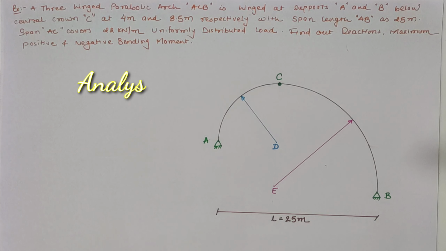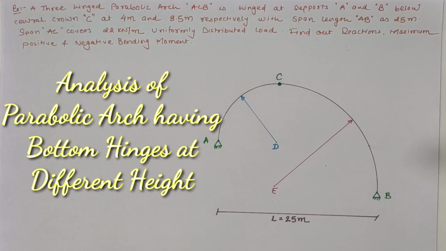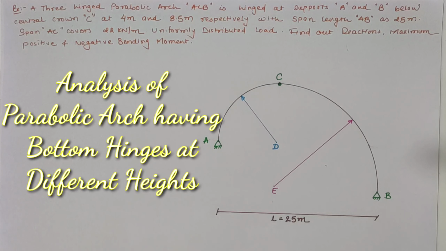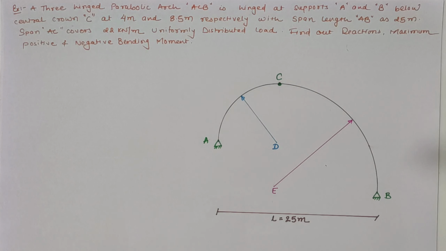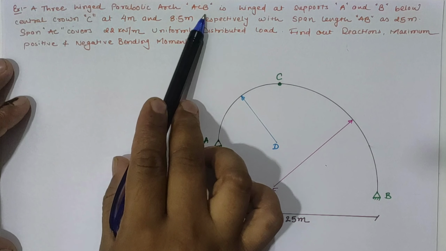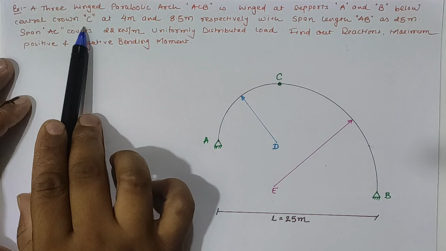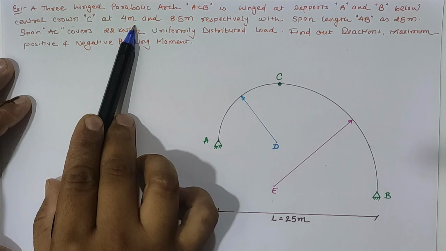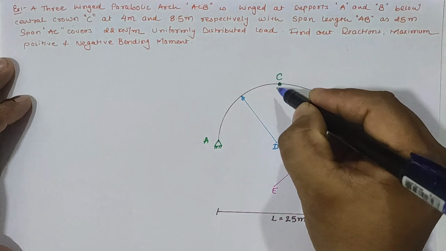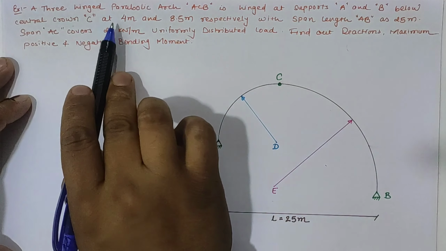Hello friends, today we are going to learn about the analysis of a 3-hinge parabolic arch having the bottom hinge below the crown at different heights. So let us take an example: we have a 3-hinge parabolic arch ACB, hinged at supports A and B, below the central crown C at 4 meters and 8.5 meters.